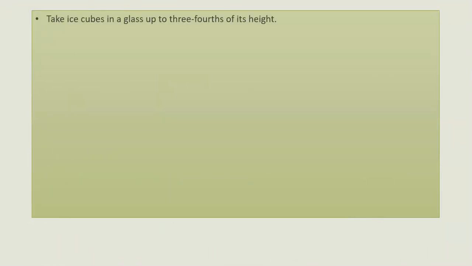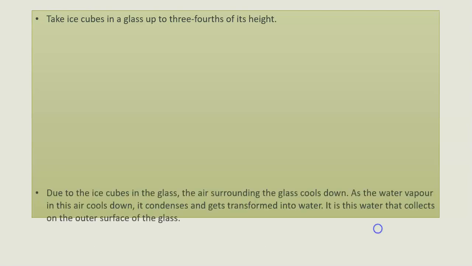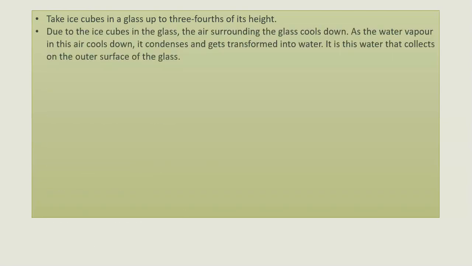Now next is, take ice cubes in a glass up to 3/4 of its height. Now due to the ice cubes in the glass, the air surrounding the glass cools down. As the water vapor in this air cools down, it condenses and gets transformed into water. It is this water that collects on the outer surface of the glass.